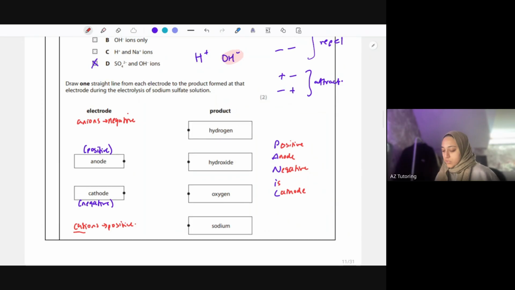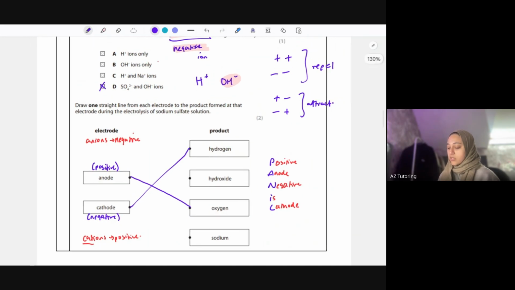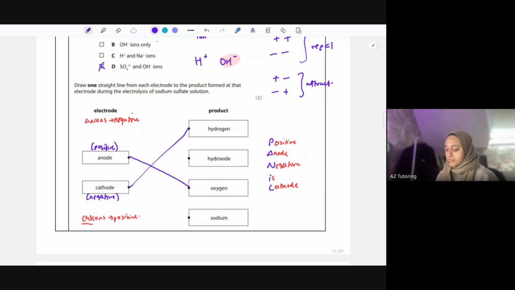Okay, so we need to know what's going to go to the positive anode and the negative cathode. So the negative cathode, the positive ions are going to go there, and the positive one here is hydrogen, because H plus is a positive cation, which then changes to hydrogen. The anode is going to have anions, which are negative. The oxygen, which has 2 minus, would go there. Yeah, so hydrogen and oxygen form.